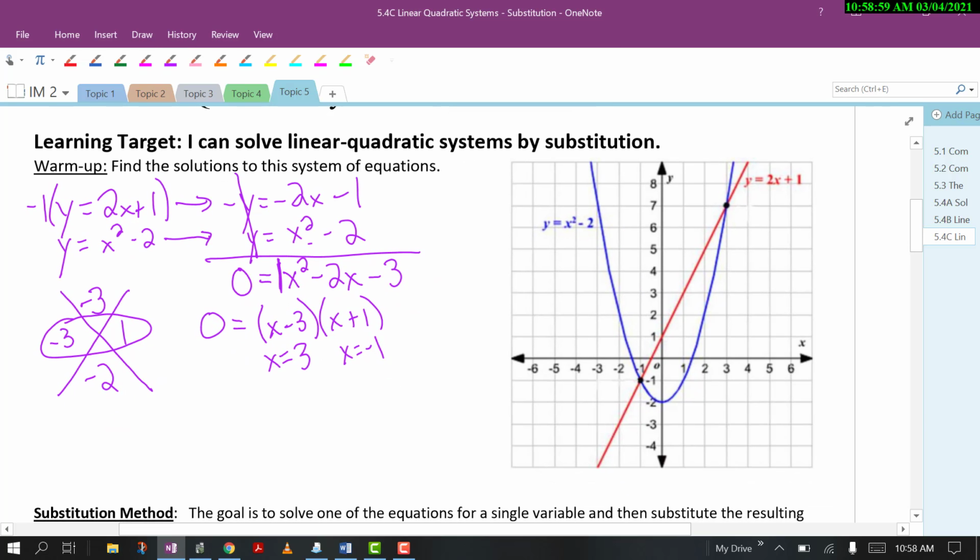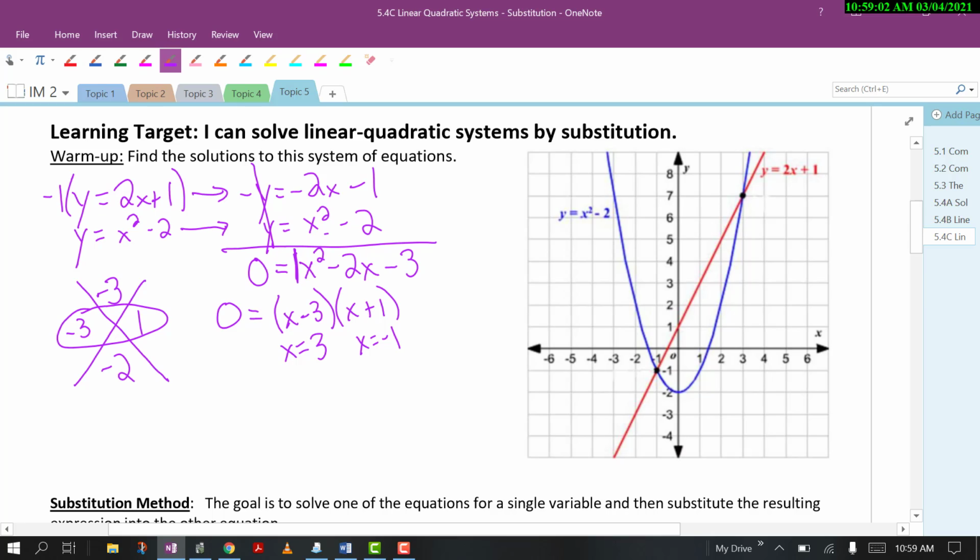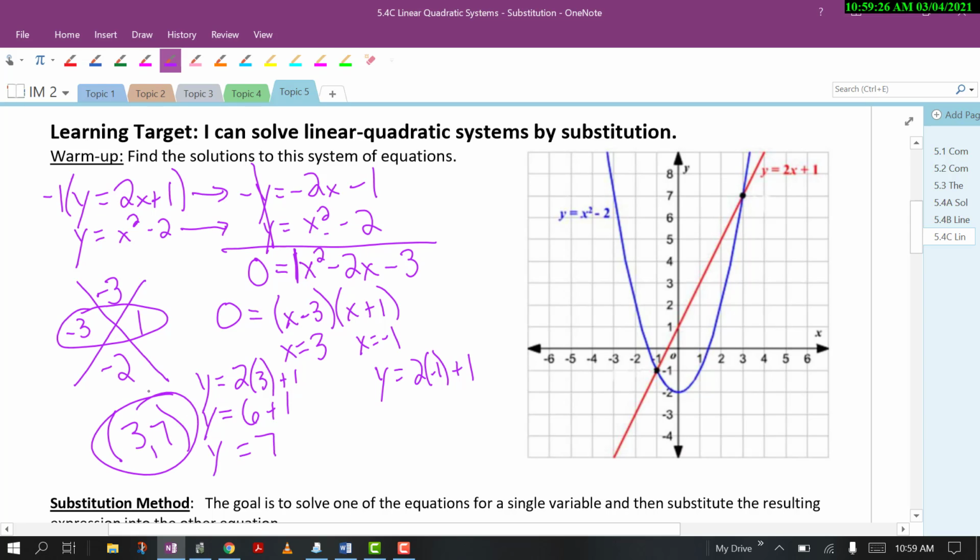Now we've got to find our y values that correlate to those. And we'll use the first equation, because why not? Y equals 2 times 3 plus 1, and y equals 2 times -1 plus 1. So here y equals 6 plus 1, or 7. So we got 3, 7. And over here, we get y equals -2 plus 1, y equals -1. So our ordered pair is -1, -1. So that's elimination.